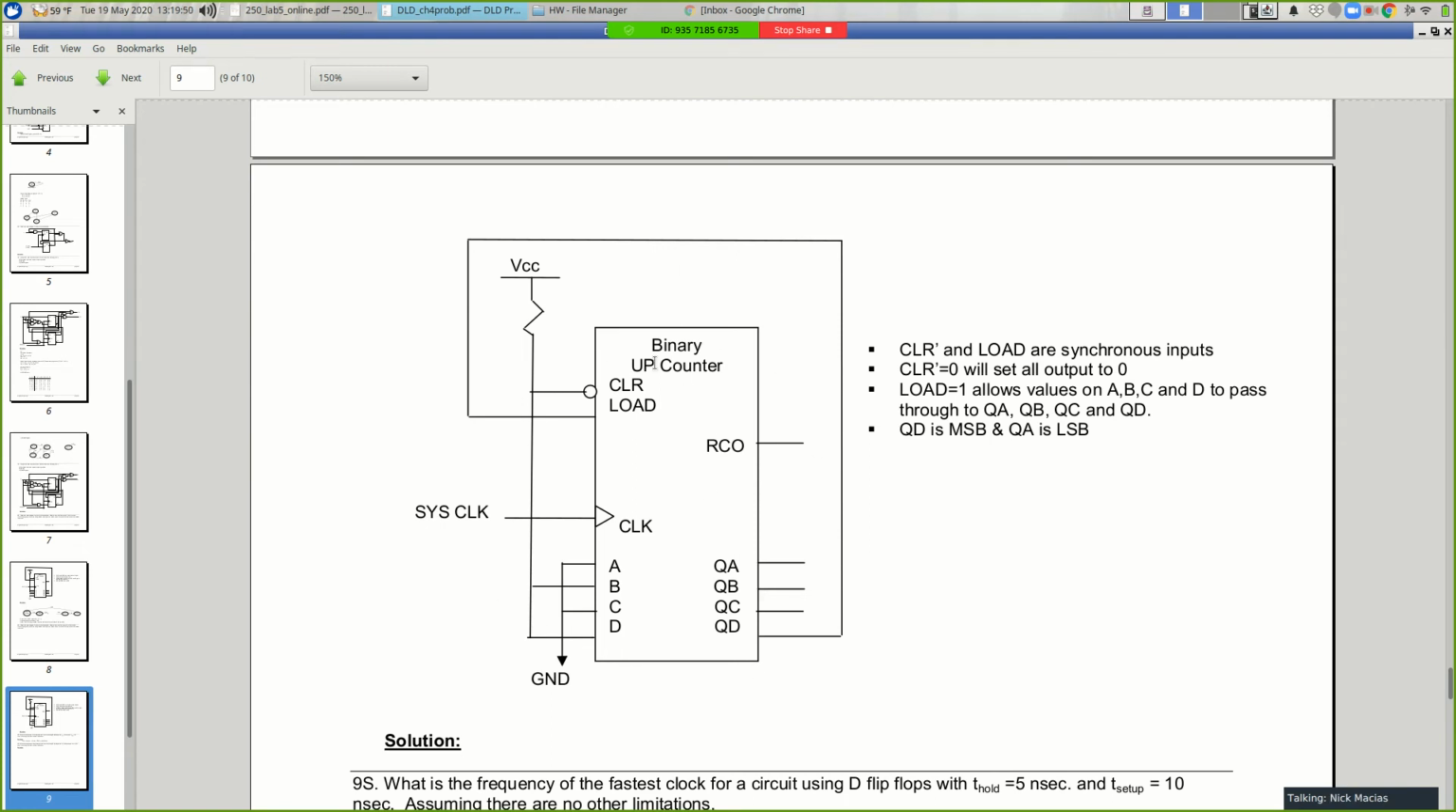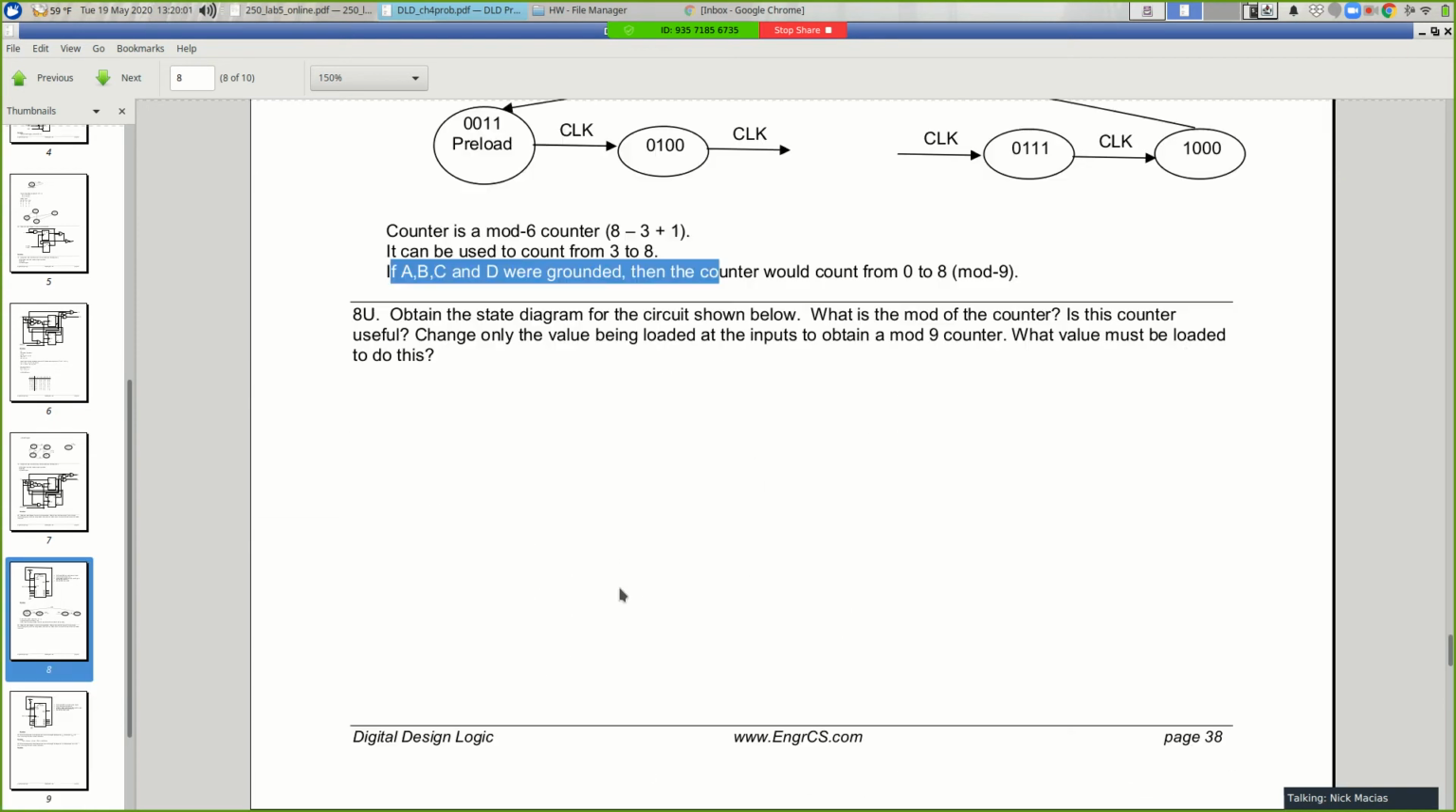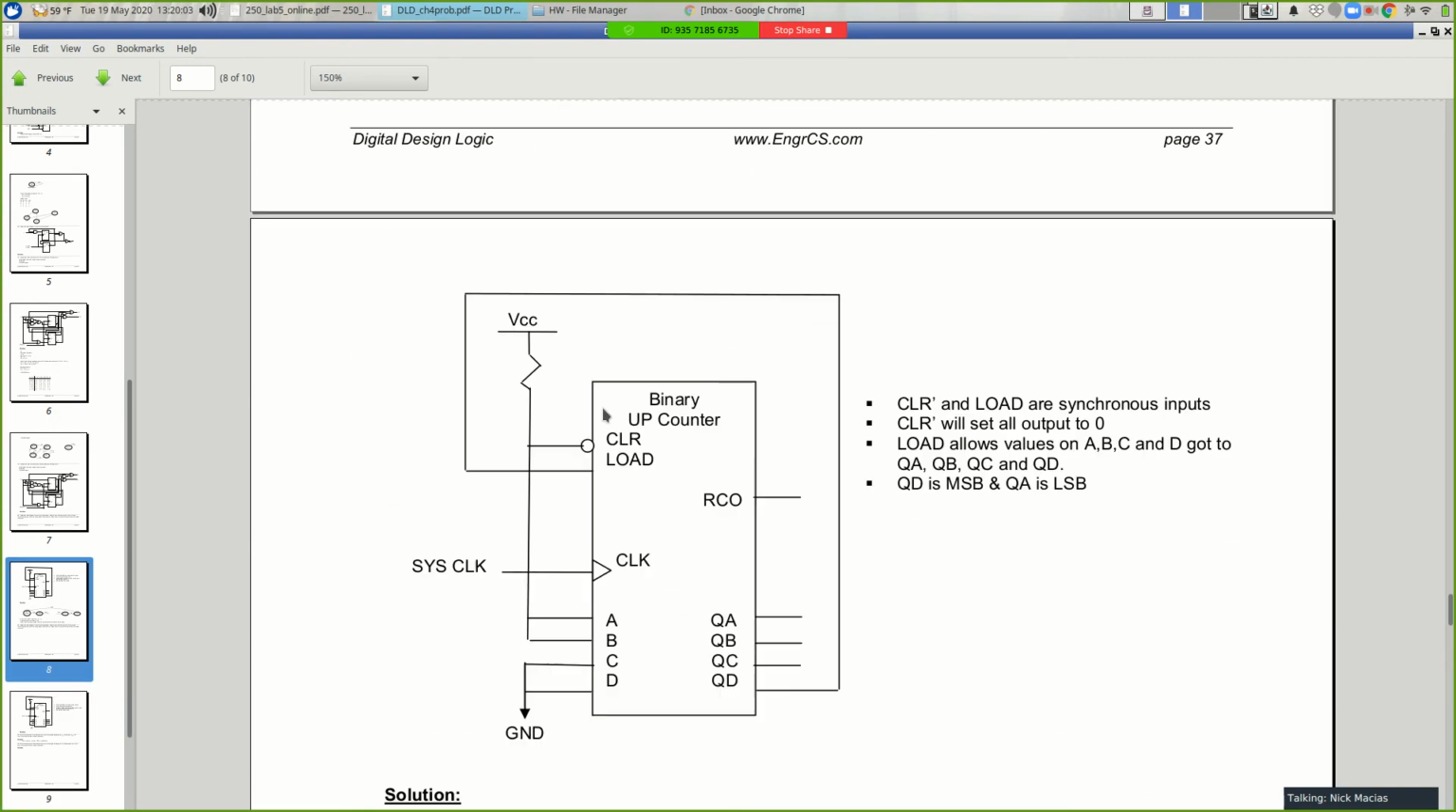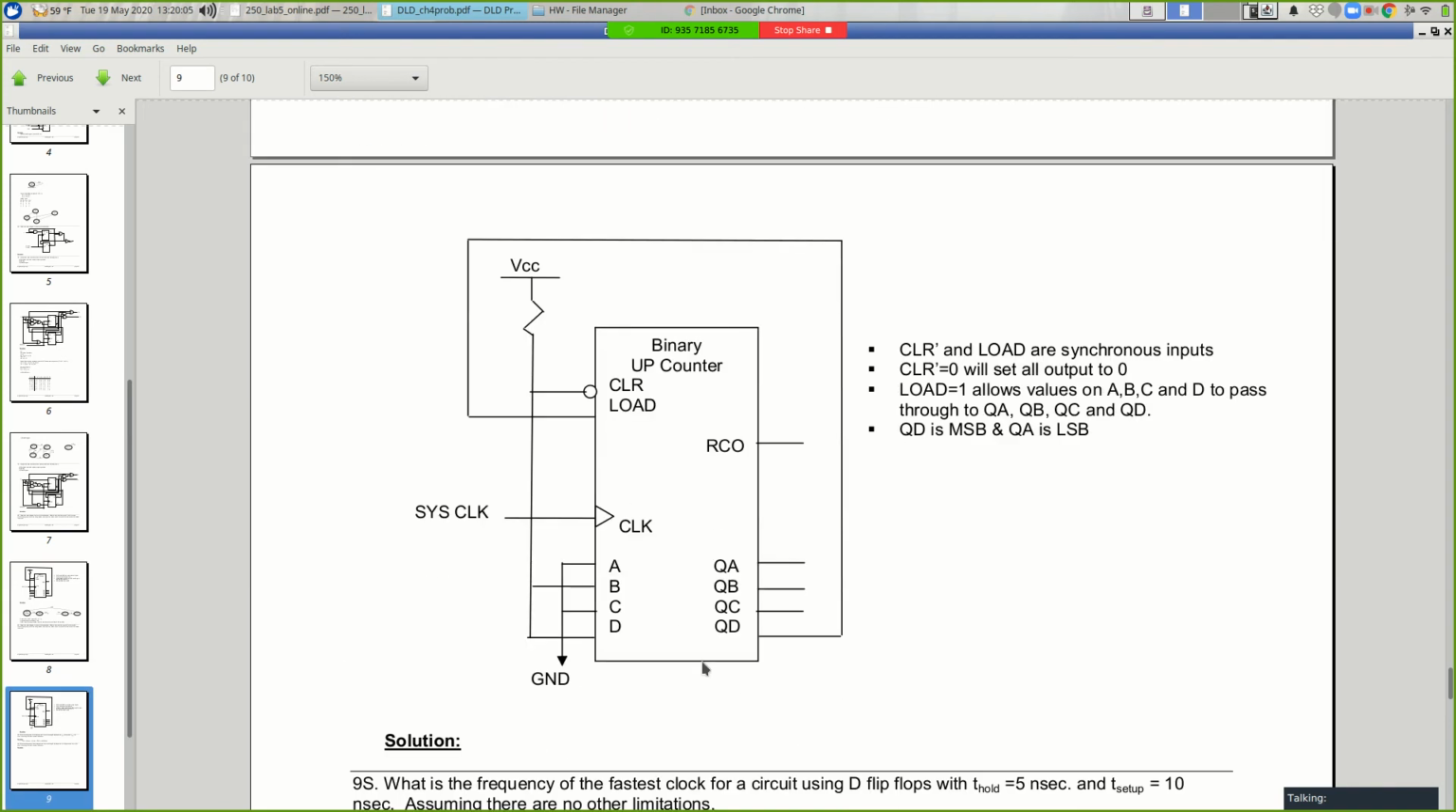Okay, it's still an up counter, it's still got 4 outputs, it's got the synchronous clear bar and load, but this time the input is set to something different. The A, B, C, D lines are set differently, and the Q, D output still goes to the load line. So analyze that and see what it does.